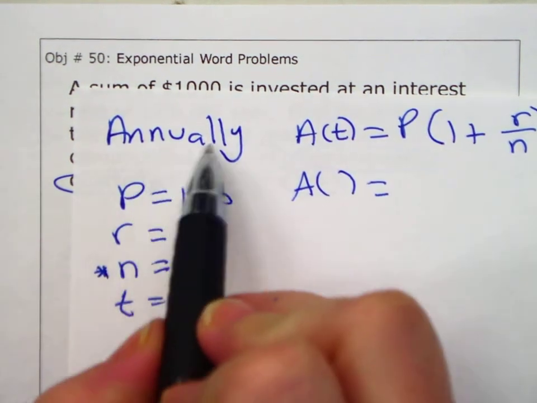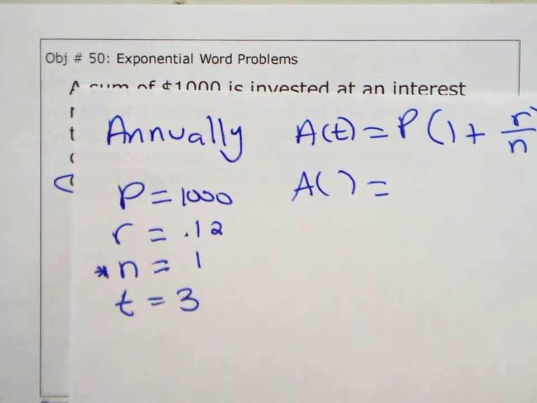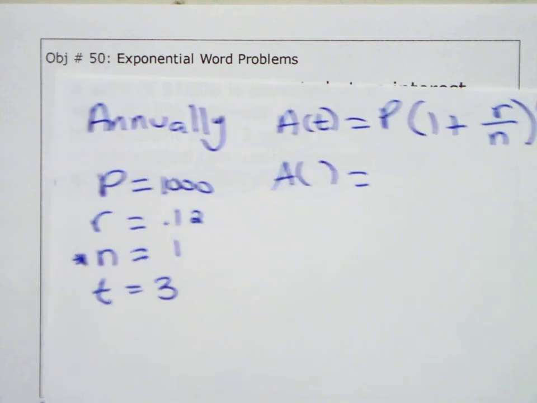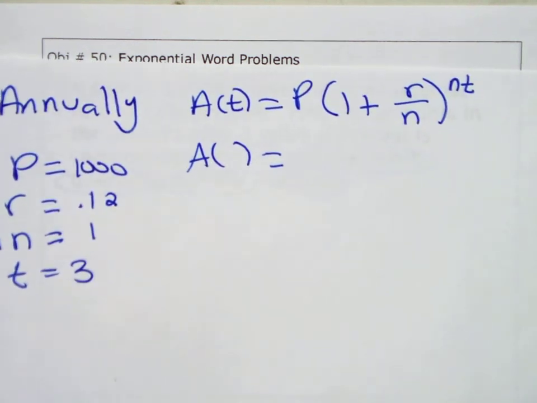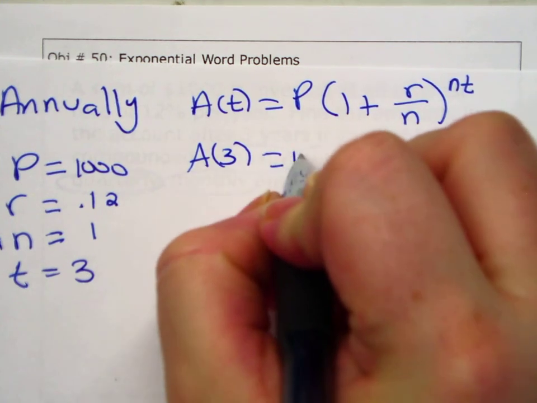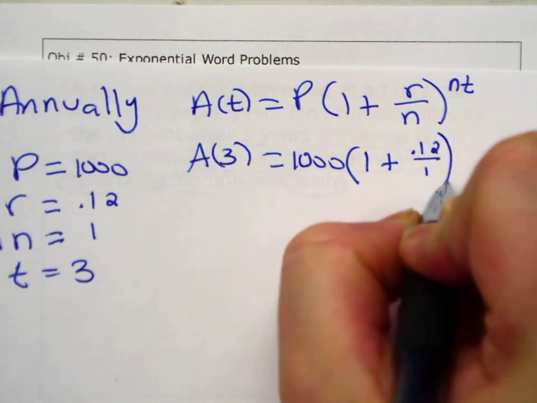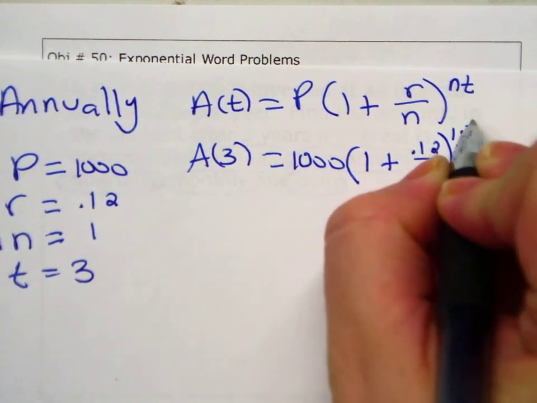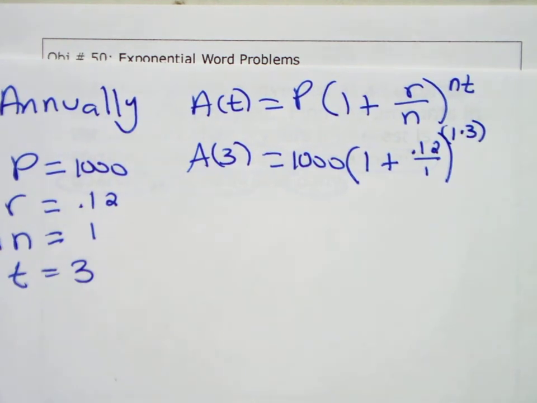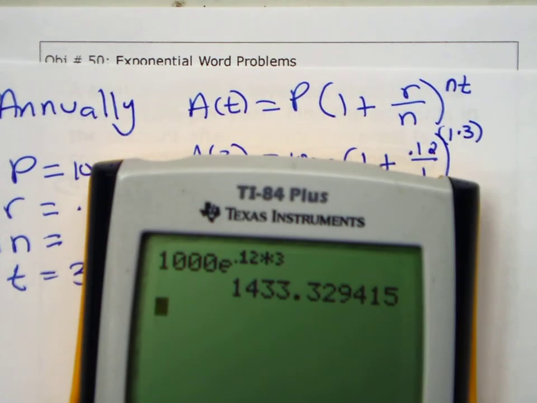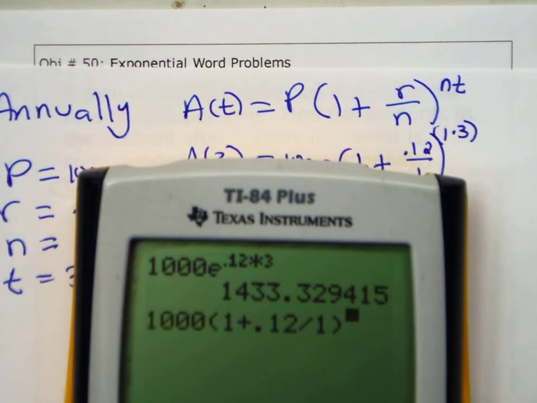So for annually, how many times a year is that? That's only once a year, so that's what we're plugging in. We have 1,000 times 1 plus 0.12 over 1 to the 1 times 3. Just plug it in the calculator. 1,000, parentheses, 1 plus r over n to the, what was it, 1 times 3. Enter.